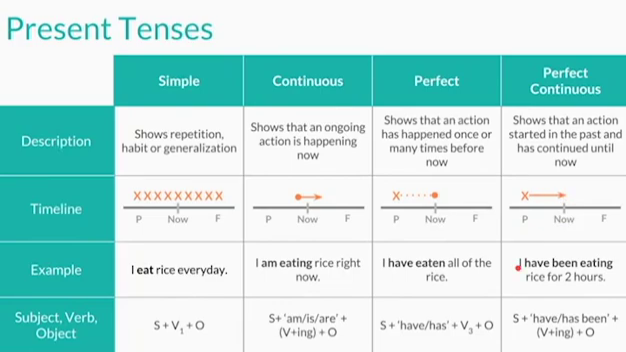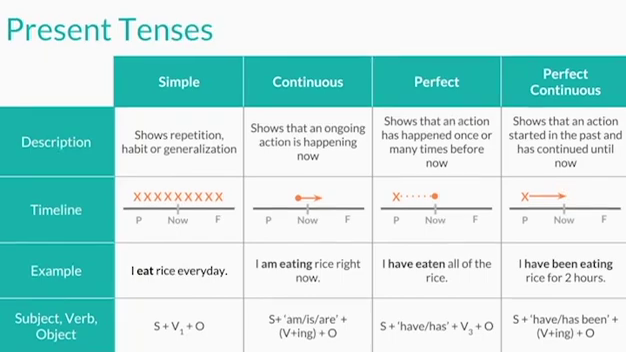So here we have an example. I have been eating rice for 2 hours. Okay, so I started eating rice 2 hours ago. I was eating rice 1 hour ago. I was eating rice 30 minutes ago, and I'm still eating rice right now.